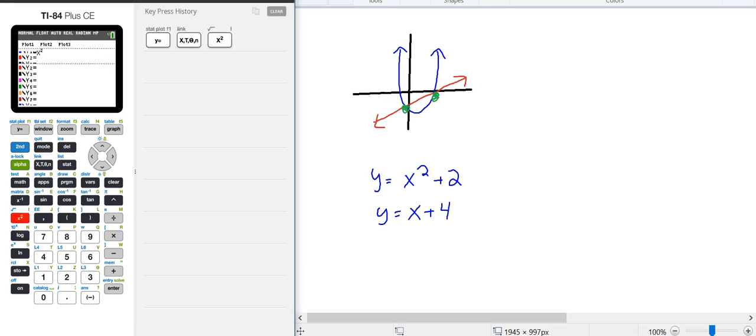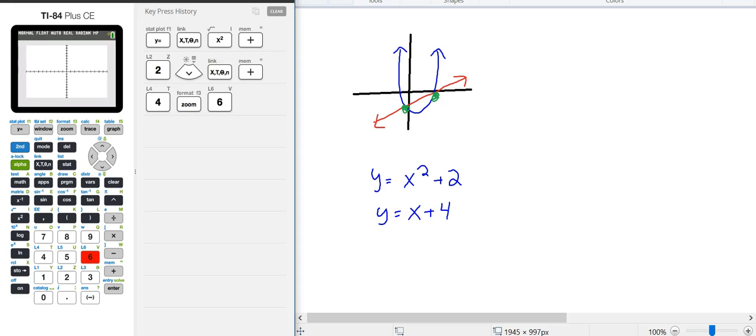y is equal to x squared plus 2, and y is equal to x plus 4, and we'll graph in Zoom Standard, so Zoom 6. There's the parabola and there's the line. We see that they intersect over here and over here. To find what exactly these two points are, we could have the calculator tell us. We're going to use the intersect command in the calc menu.